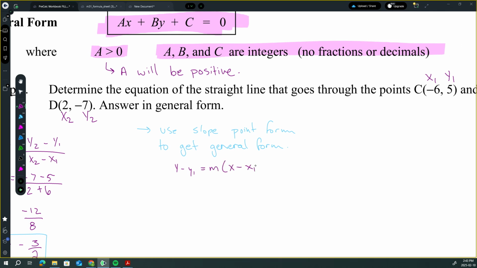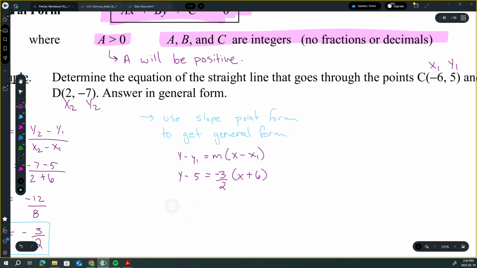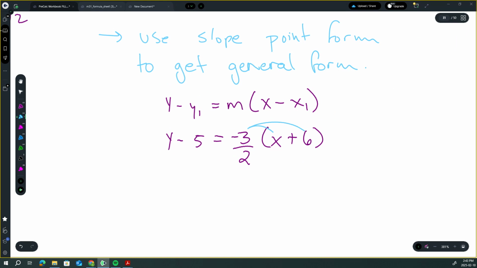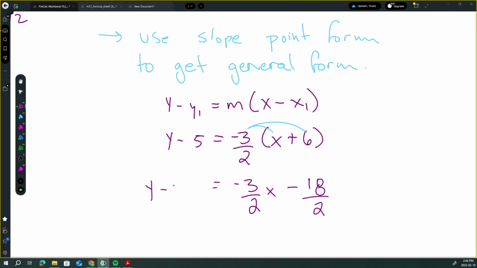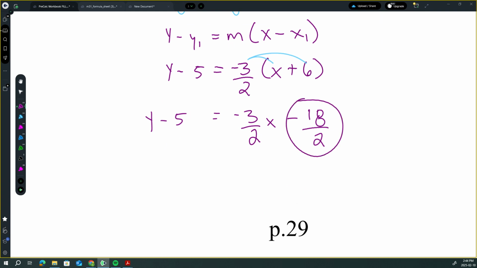So writing out the formula here. And remember, you substitute in for x1 and y1, but not x and y. So y minus 5 is equal to negative 3 over 2, x minus negative 6, which is going to give us x plus 6. Now at this point, I'm going to distribute in our fraction. So we have negative 3 over 2x, subtract negative 18 over 2, y minus 5. I'm going to simplify this fraction down in the next step. y minus 5 is equal to negative 3 over 2x minus 9.